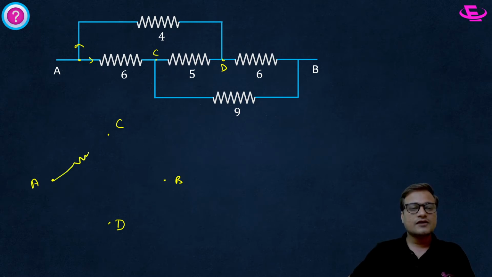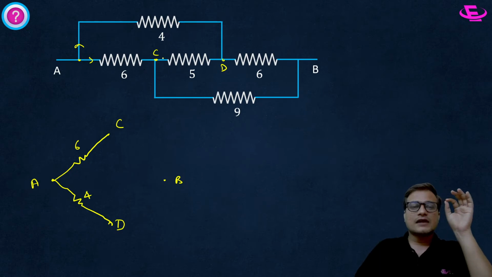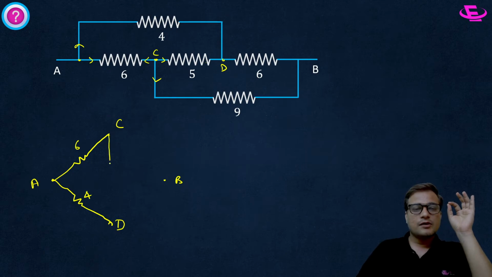AC, there is one resistance between A and C. There is another resistance between A and D. So A and C 6 ohm, A and D 4 ohm. Come to node C, second node. Here three branches are there, 1, 2, 3. So between C and D you have a 5 ohm resistor.